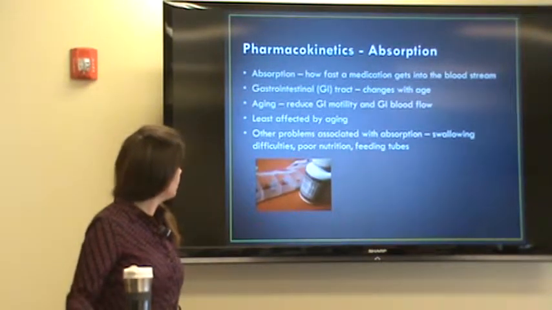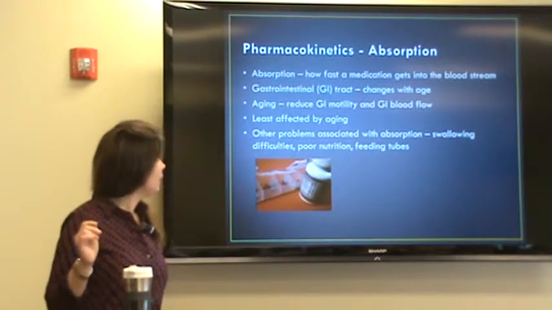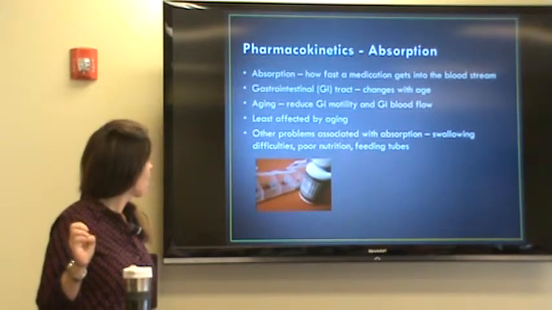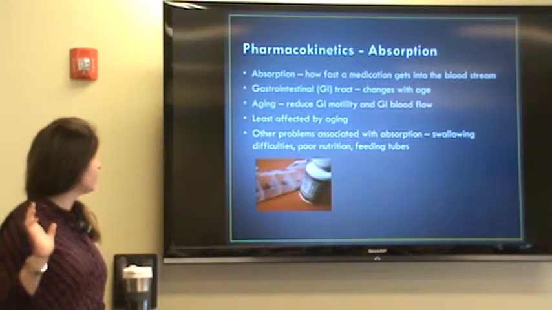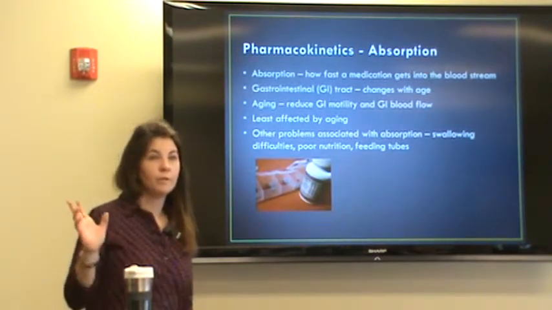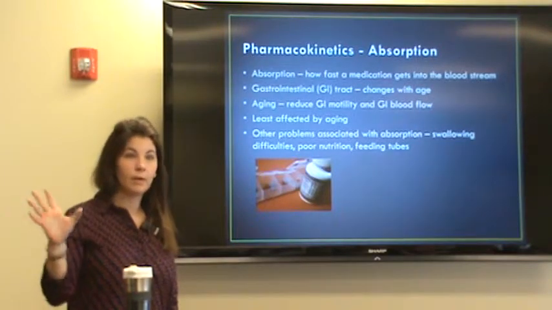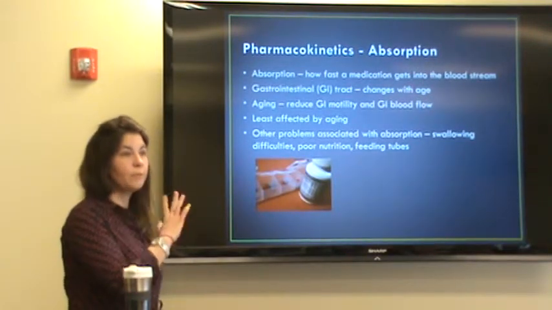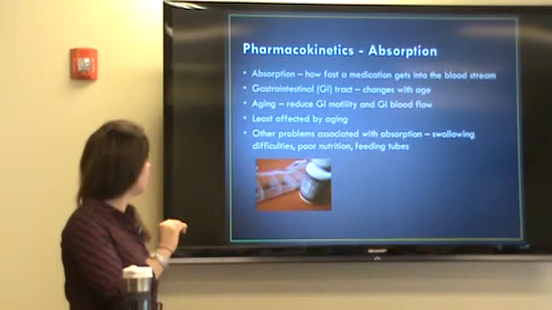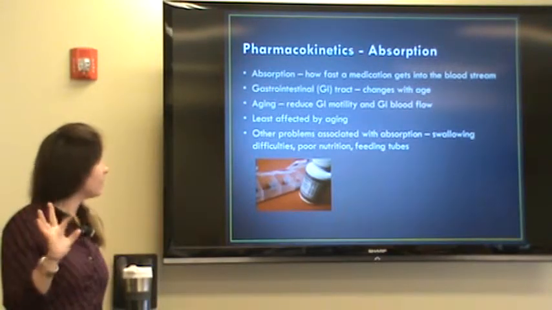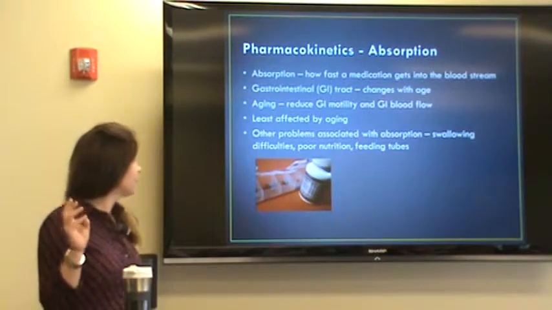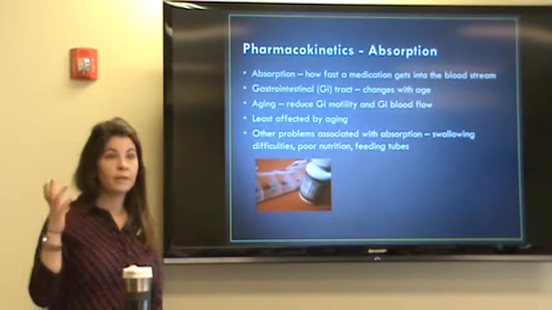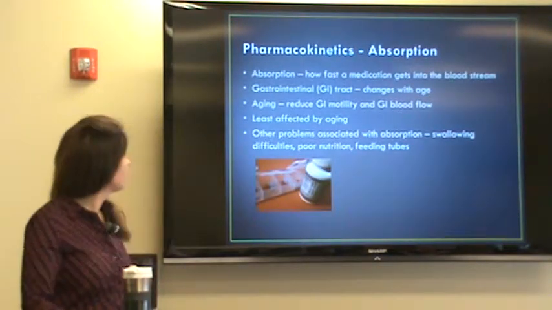I think that's all I want to say about reduced GI motility. Absorption is the least affected of all the parameters with aging. We're going to talk about a bunch of other parameters, and absorption is the least significant of them. But elderly patients also have other problems that confound absorption, like swallowing difficulties, poor nutrition, and feeding tubes. These are all things that also affect absorption for these patients.